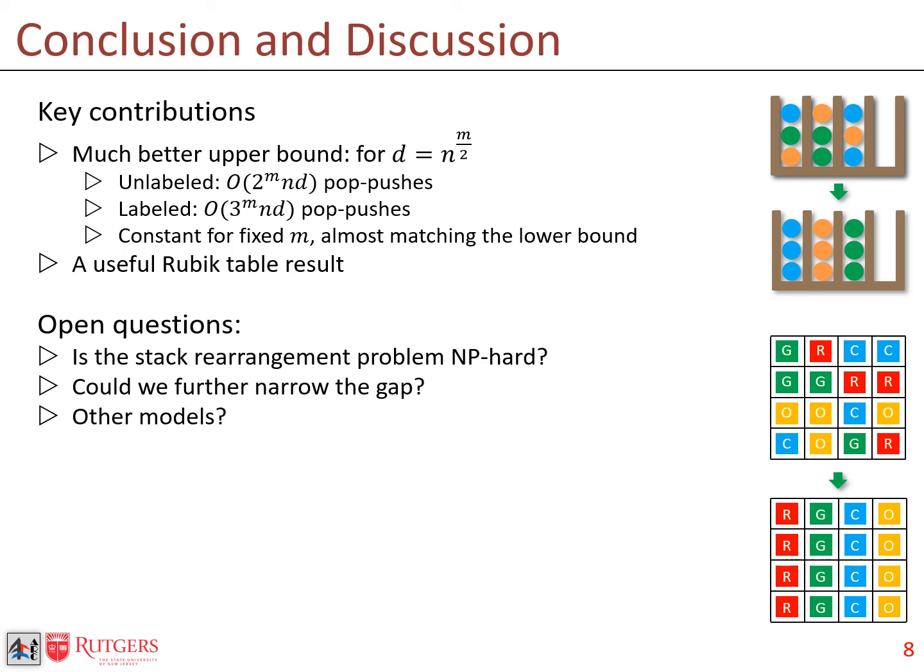And then, could we explore other interesting models? For example, maybe we can use multiple buffers. We did some very brief study of that in this work, but there certainly could be more work done here. And then we could also try to work with other queuing models. For example, we might work with a kind of stack that you can work from both ends, or you know, you can work with this Rubik table where you can go not only from the top but also from the side.